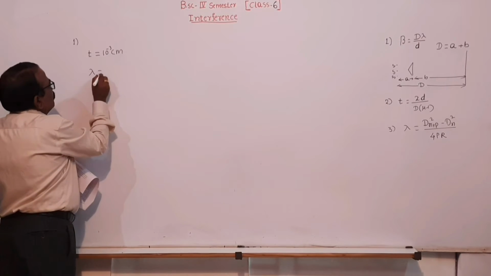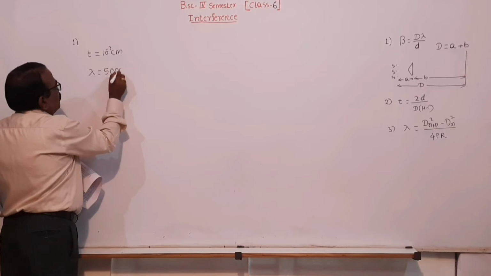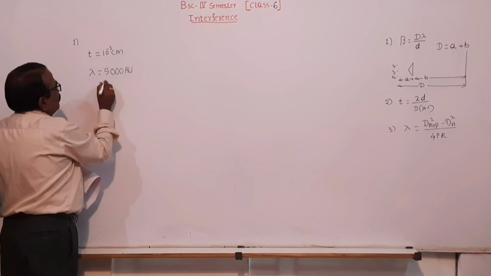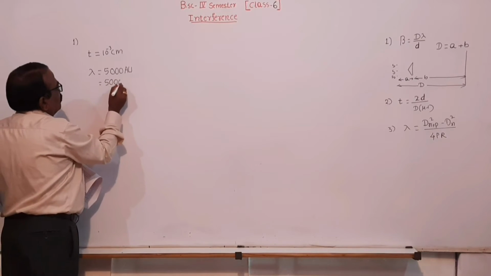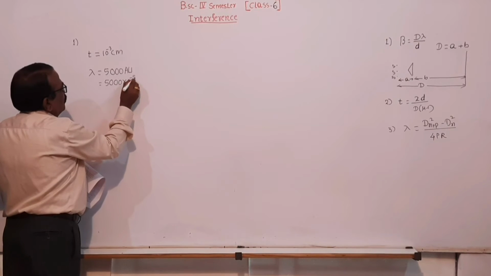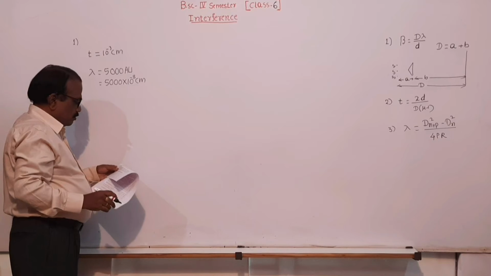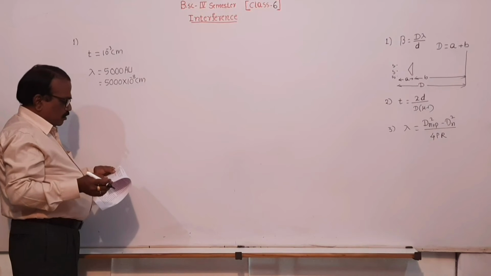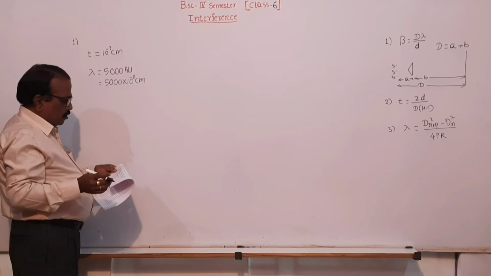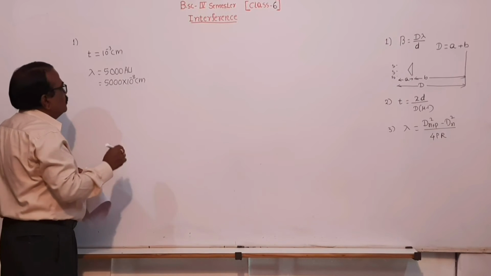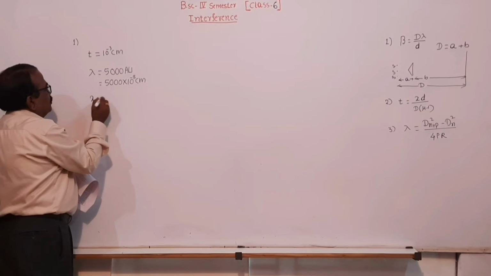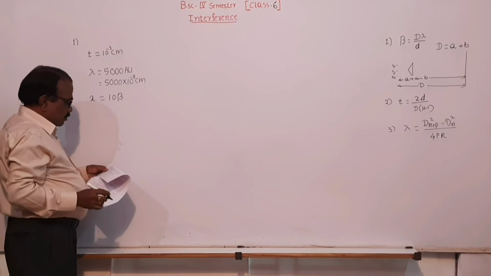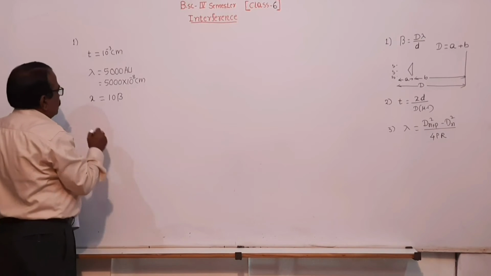lambda is 5000 angstrom unit. To write it in centimeter, it is 5000 into 10 raised to minus 8 centimeter. If the central fringe shifts by a distance equal to the width of 10 fringes, that means x is equal to 10 beta, width of 10 fringes, calculate the refractive index mu.